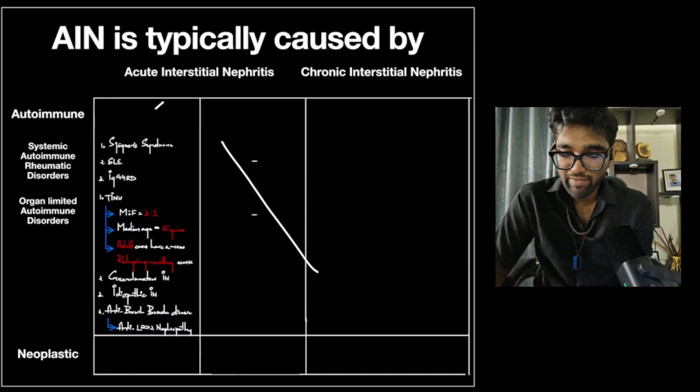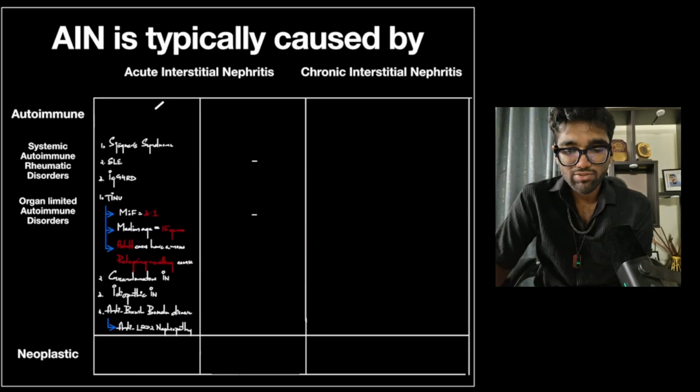Now, acute interstitial nephritis due to tubular obstruction is not caused by any systemic or organ limited autoimmune disorder, and that is a very intuitive thing to say, I would think so. I'm not going to go into an explanation for that.